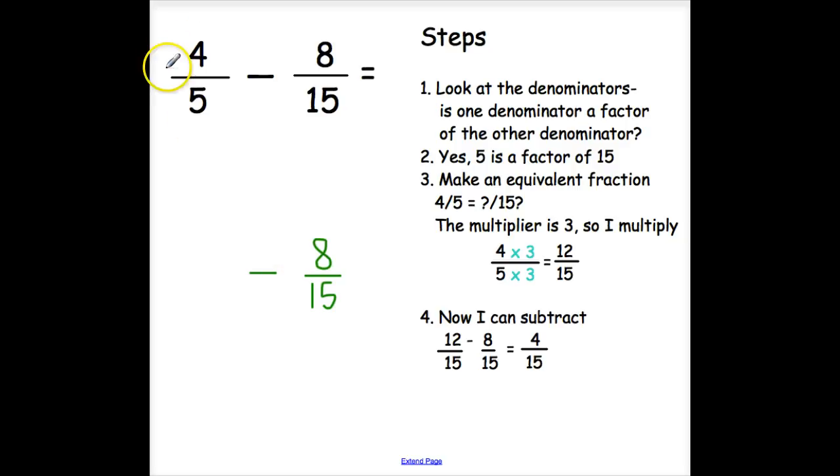And I'm going to multiply 4/5 times 3, and my multiplier is 3 because 3 times 5 is 15, and I have to have the same denominator. We've been talking about this in class. And 3 times 4 is 12. So 12 minus 8 equals 4/15.